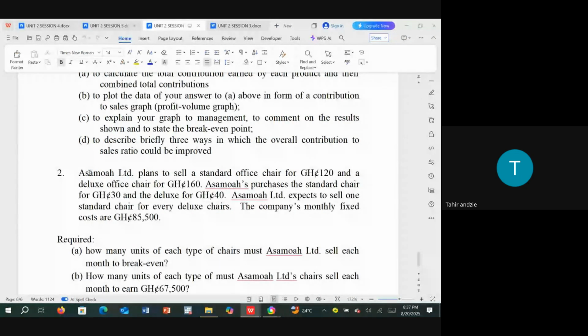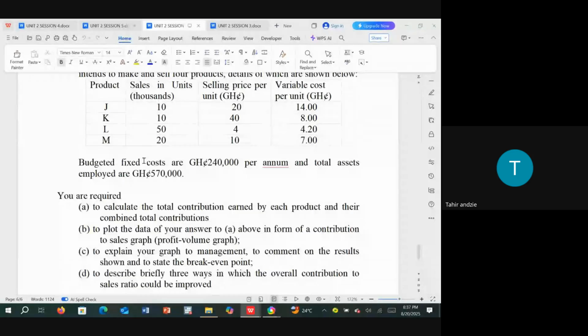Now let's look at question 2, but at least you know that you can follow these steps to calculate the total contribution by each product and their combined totals. How do you get a contribution? Remember that to get the sales revenue, you multiply the selling price by the quantity sold. You multiply the variable cost per unit by the quantity sold. Take the variable cost from the sales, and you get the contribution for each of the products.